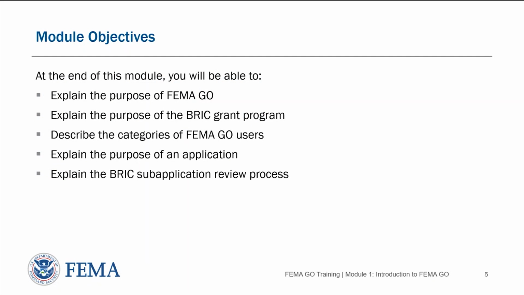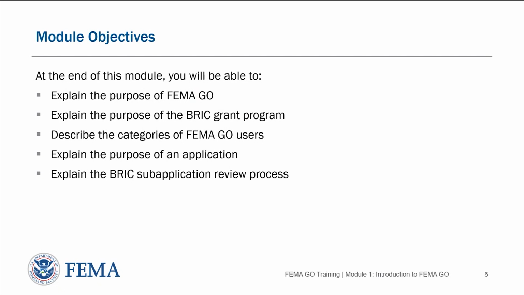At the end of this module, you'll be able to explain the purpose of FEMA GO, explain the purpose of the Building Resilient Infrastructure and Communities Grant Program, describe the categories of FEMA GO users, explain the purpose of an application, and explain the BRIC sub-application review process. So now we're ready to start Module 1.